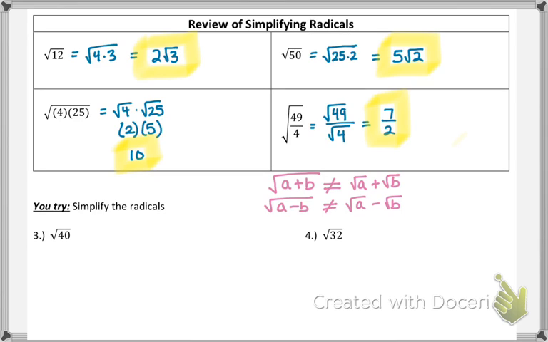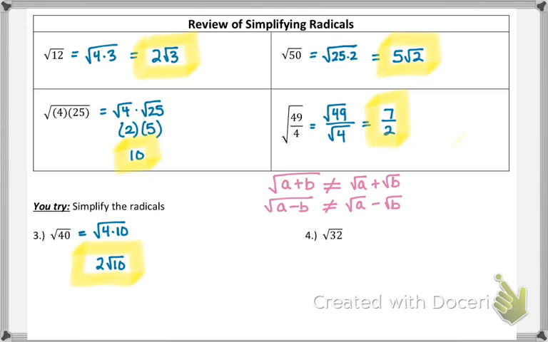Alright, so last thing, try the next 2 problems on your own or with a partner, and then check back with this to see if you got the correct answer. So 40, I'm going to break it up as 4 times 10. Square root of 4 is 2 times the square root of 10. Some of you might say, well, can I break up 10 into 5 times 2? You can, but that doesn't help us, right? We can't take the square root of 5, and we can't take the square root of 2, so that doesn't help.